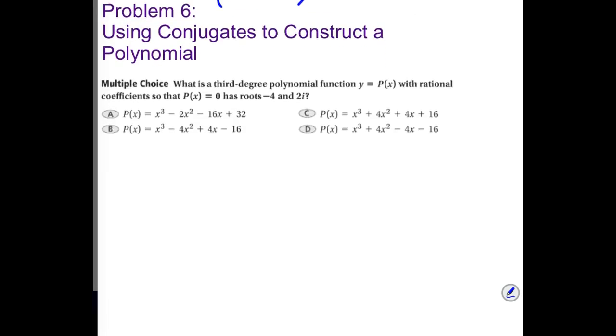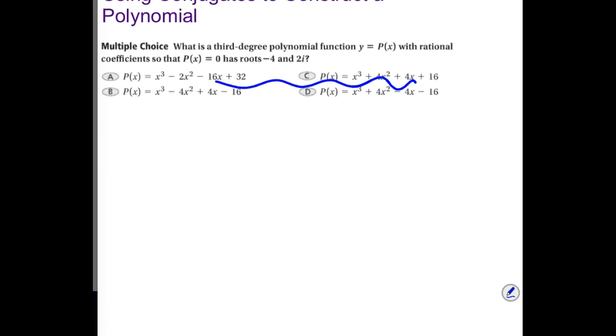All right, we got 2 of these to do. Ignore the multiple choice part of this here. It just says, what is a 3rd degree polynomial? Same as saying a cubic, okay? So there's 3 zeros. They're telling me that the 2 zeros we know about are negative 4 and 2i. What is my missing one? Good, negative 2i. So I've got my 3 zeros now accounted for. What are the factors going to be?